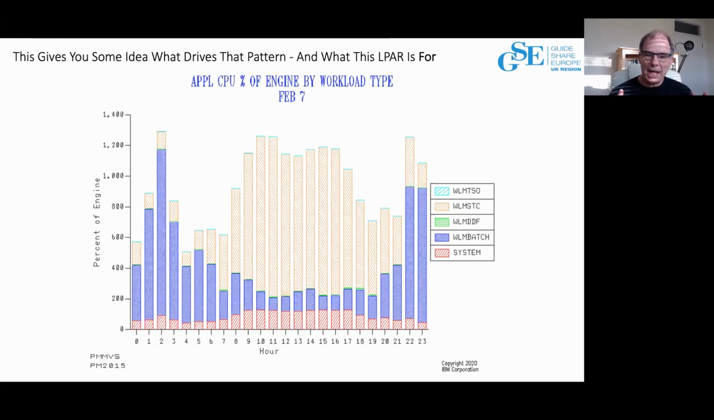Now, you can drill down, and this is actually from 72 subtype 3, workload activity report data. You can drill down into what drives those peaks. Well, you can indeed see that it's batch in the evenings, and you can see it's something called started task in the day.